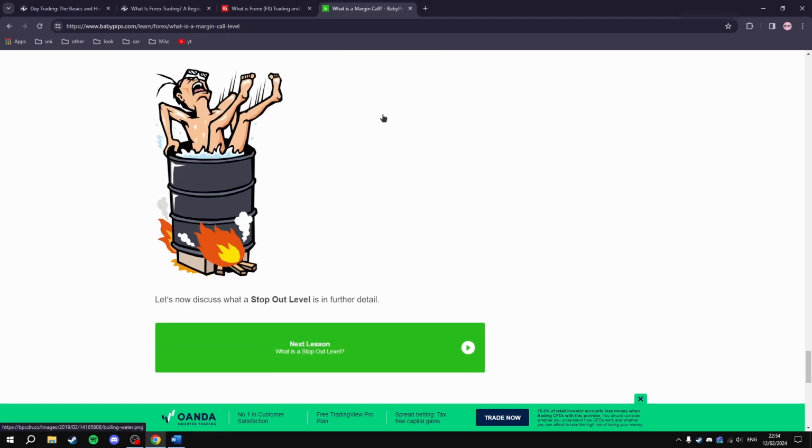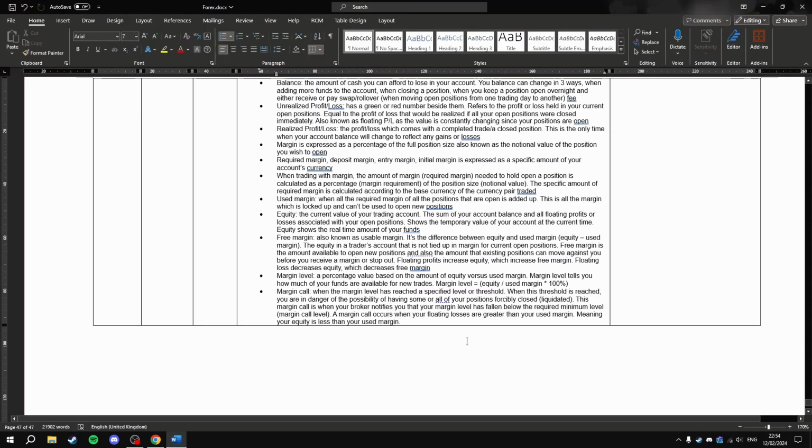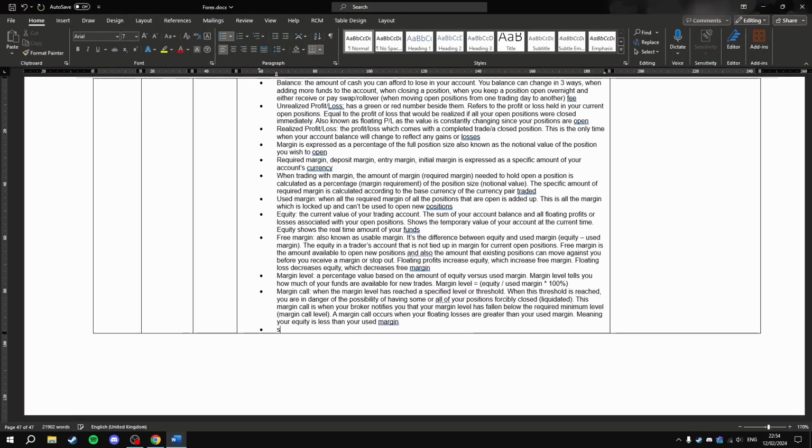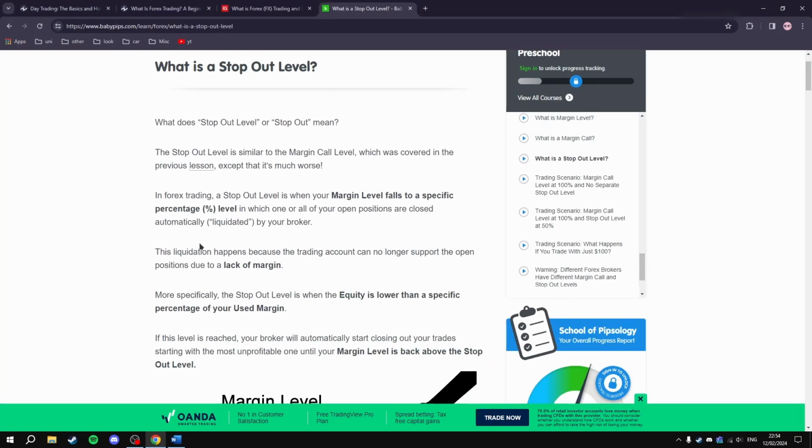Let's now discuss what a stop-out level is in further detail. So, stop out level. What is a stop out level? What does stop out level or stop out mean?